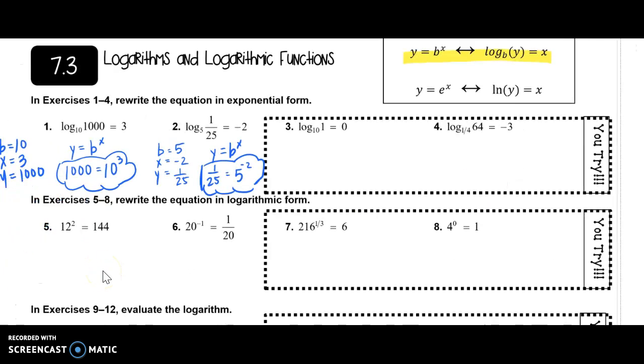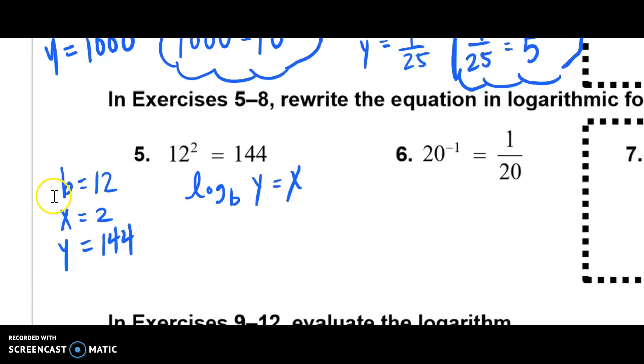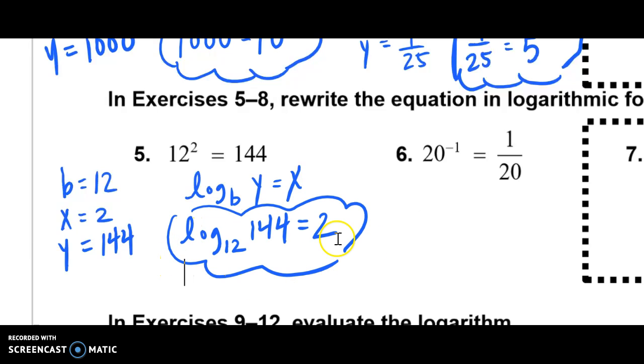For number 5 through 8, we need to rewrite the equation in logarithmic form. So for 5 through 8, they give us this form right here, and they want us to give them this form. So we're doing the opposite of what we did on the top. Once again, I want you to write out your variables. So the base here is 12, our x is 2, our y is 144. Now go ahead and rewrite it. This is our new equation. Log 144 base 12 is equal to 2.